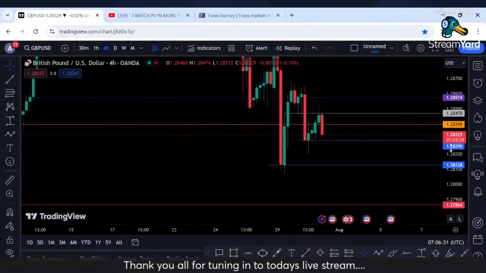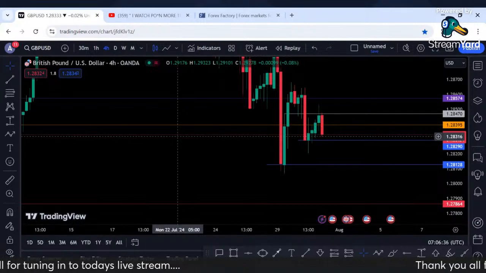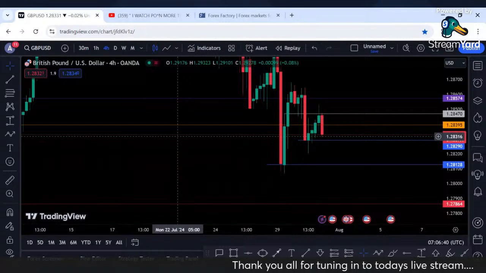So if you have any pair too, you can send it. We are not focusing on only this pair. If you have any pair that you have been trading, you can share it with us. Then we all see it.